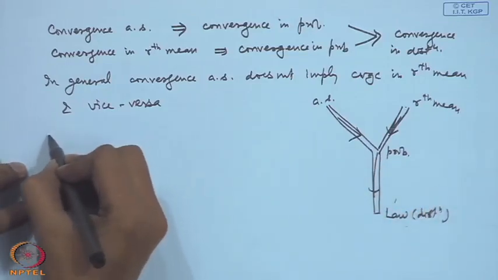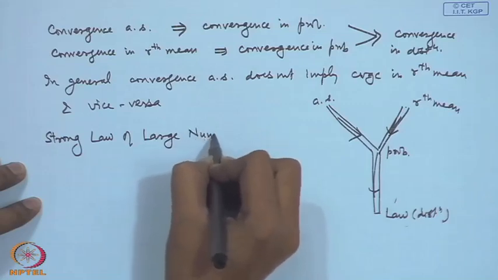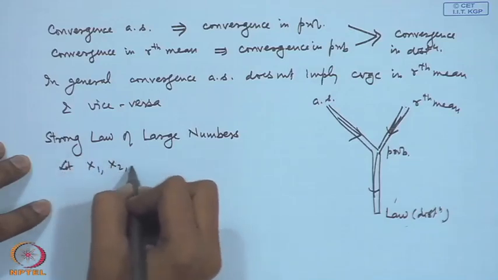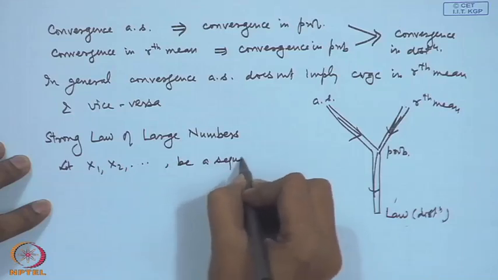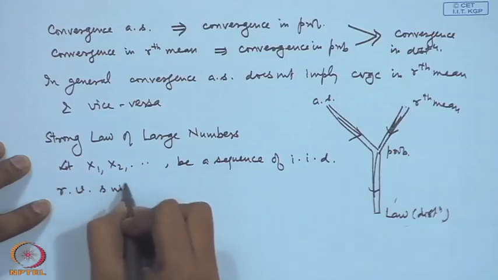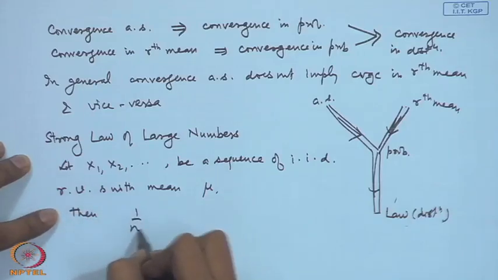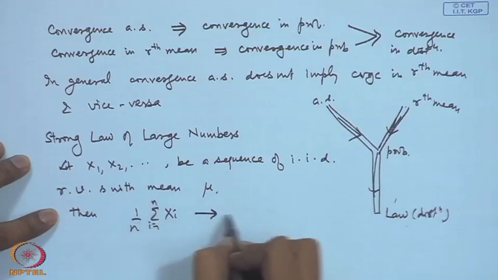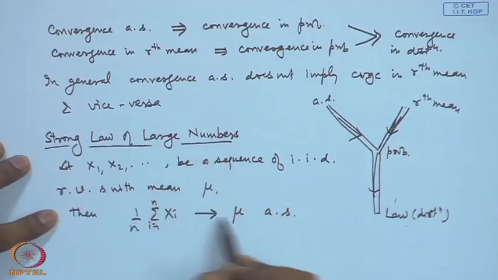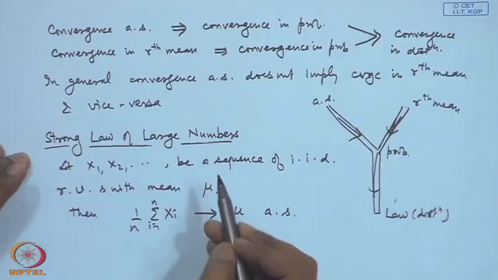Like you had the central limit theorem, we have a strong law of large numbers. Let X_1, X_2 and so on be a sequence of independent and identically distributed random variables with mean mu, then (1/n) sum of X_i, i equal to 1 to n, converges to mu almost surely. That means, in the long run, the mean of observations is converging to its actual unknown or original mean.